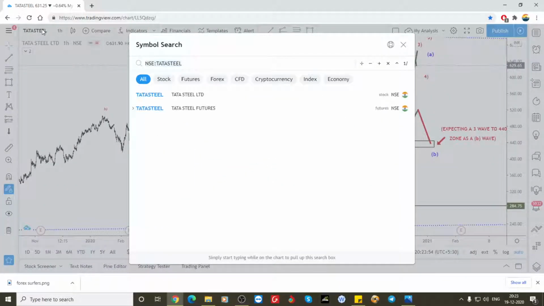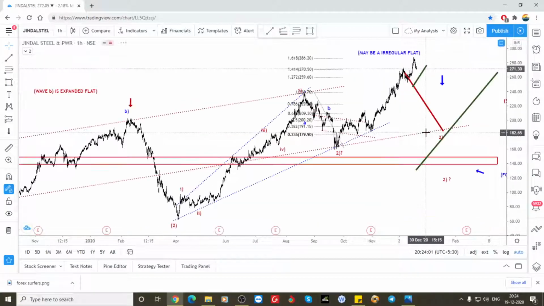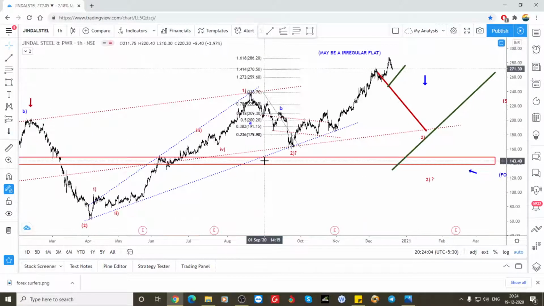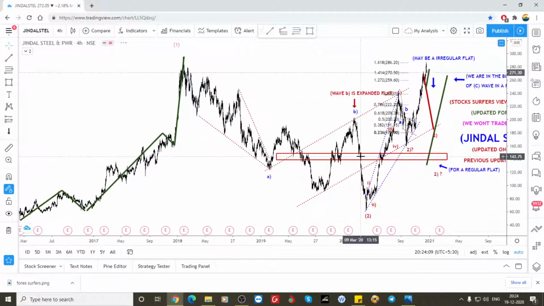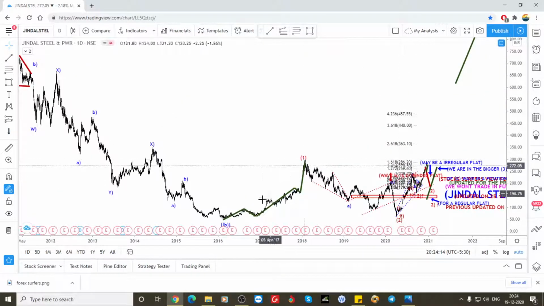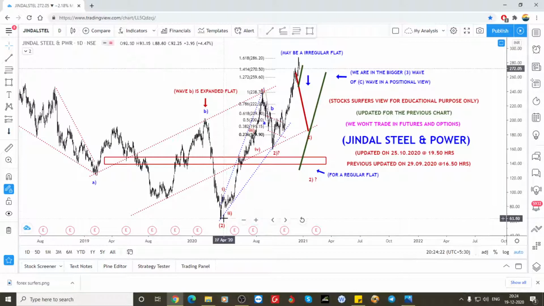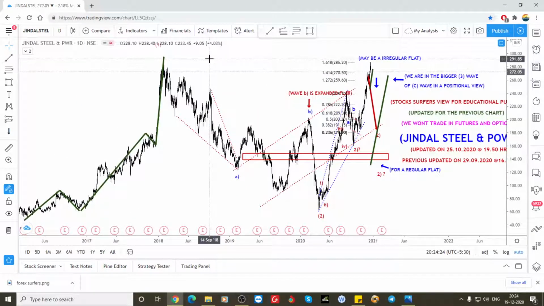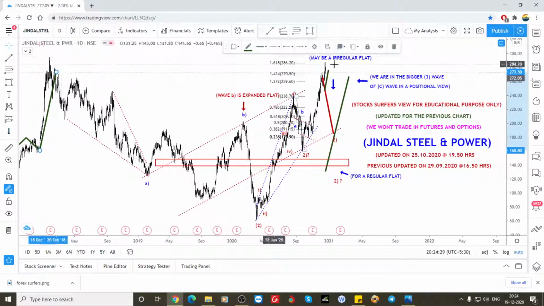Mind that and trade. And now we will move on to Jindal Steel and Power. So this is also here. If this is wave 1, or this could be a wave W, this could be an X. In that case, A, B and C, Y has to break above this high. It's not yet broken.